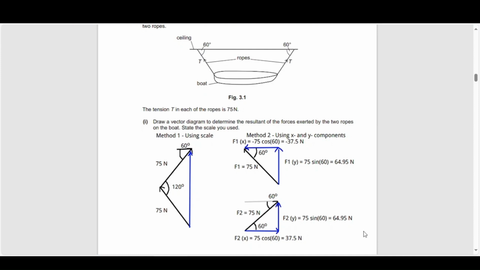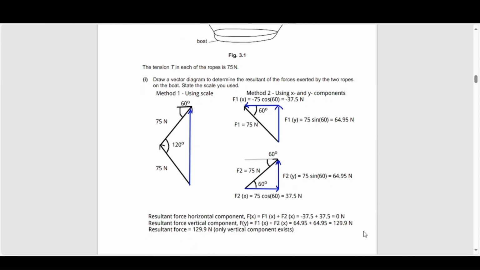Now, if I wanted to find the total resultant force in the horizontal component, I would just have to add the horizontal components of F1 and F2, or essentially I need to add F1x plus F2x. But these cancel each other out because they have the exact same magnitude but act in opposite directions, so there is no horizontal component. So the good thing is you don't really have to do any Pythagoras to determine the final resultant vector, because it would just be equal to the vertical component of F1 and F2.